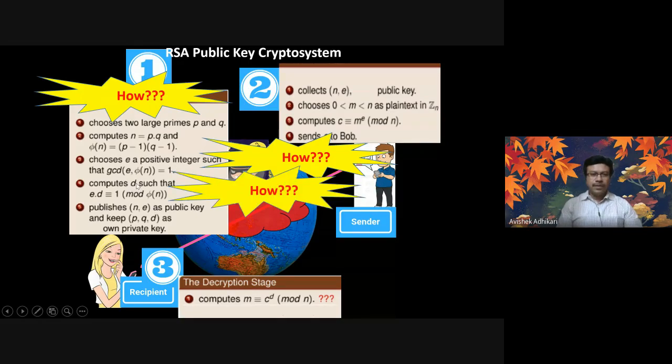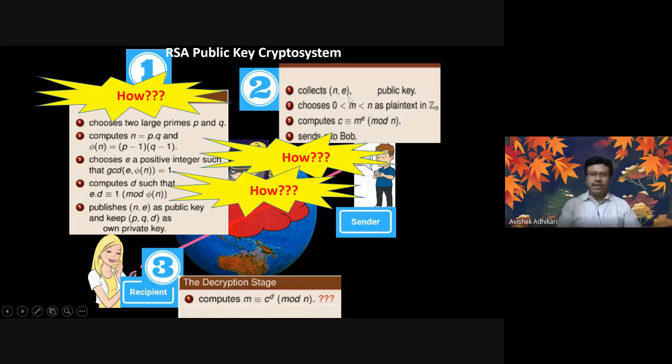Then the girl also has to calculate the value of d, which is the multiplicative inverse of e. Again the same question: how do I get this big multiplicative inverse? That's also very important. And then, nothing much. If she is able to calculate all those values, then she is going to publish the public values. That's not a big deal.